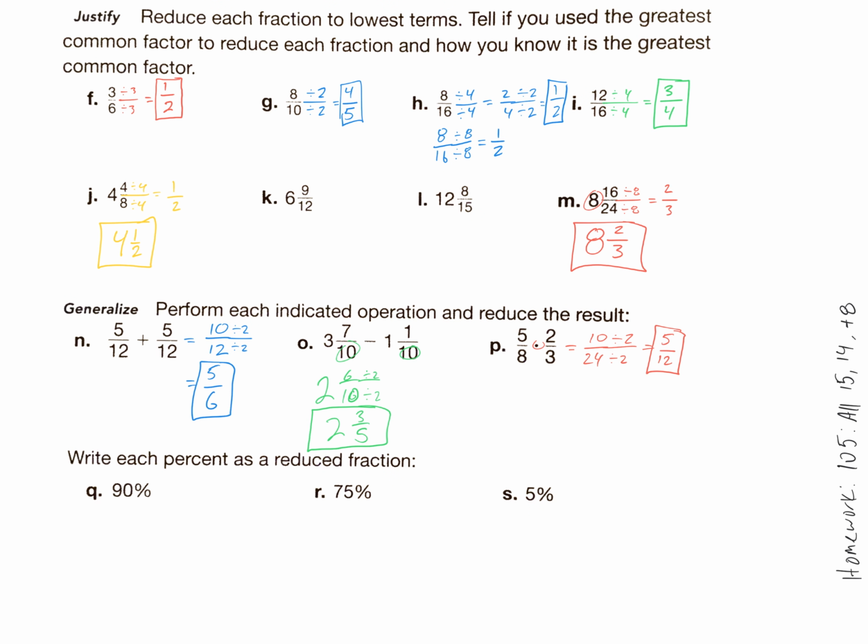Now this last one is kind of similar as long as we remember what percents are talking about. It says, write each percent as a reduced fraction. So remember, a percent means a number over 100. So 90% is the same thing as saying 90 divided by 100. You're going to want to go ahead and reduce the top and the bottom by 10, I believe. 90 divided by 10 is 9. 100 divided by 10 is 10.